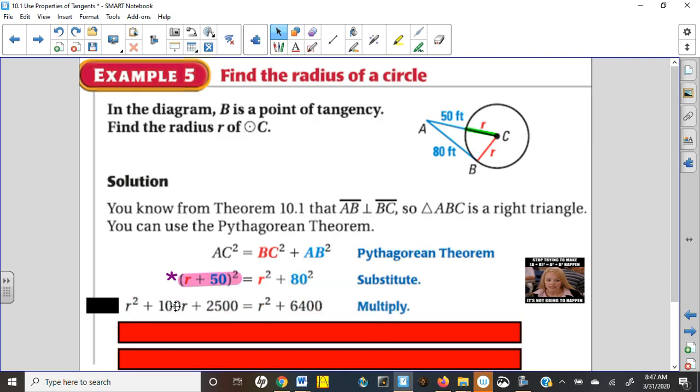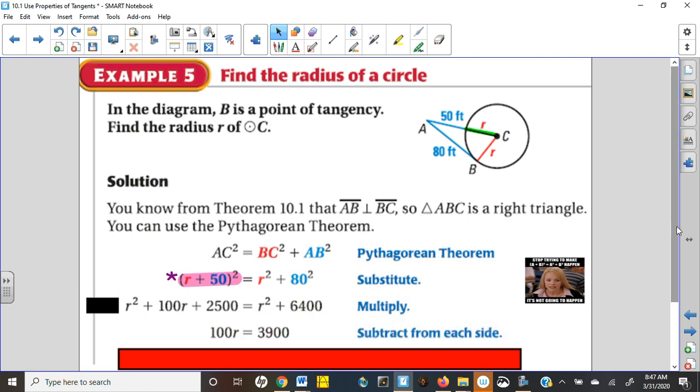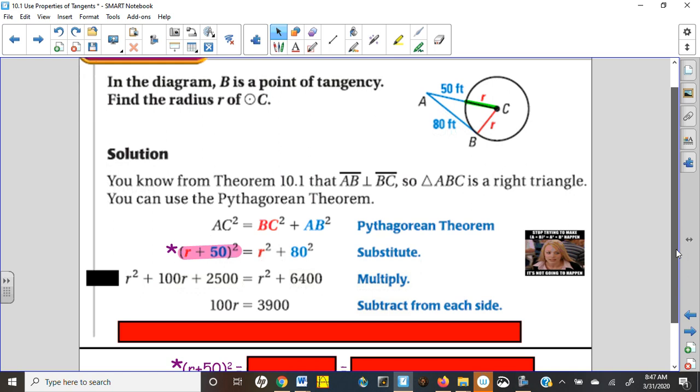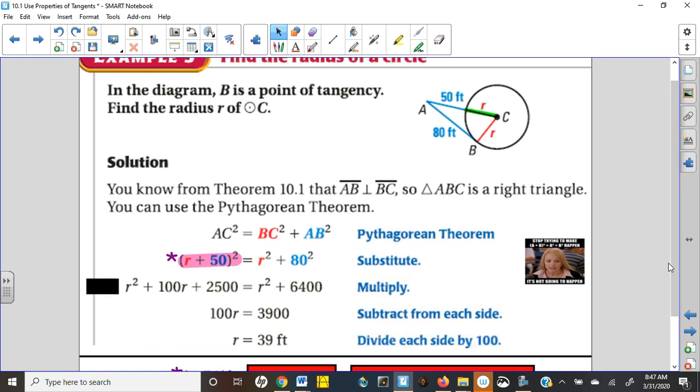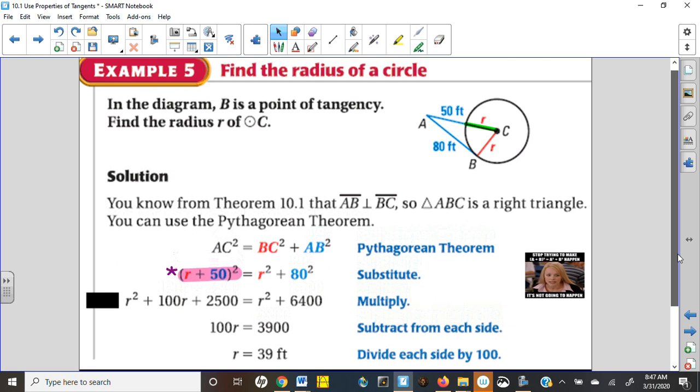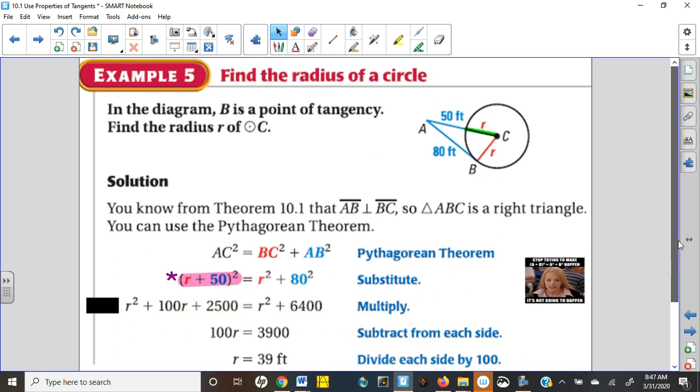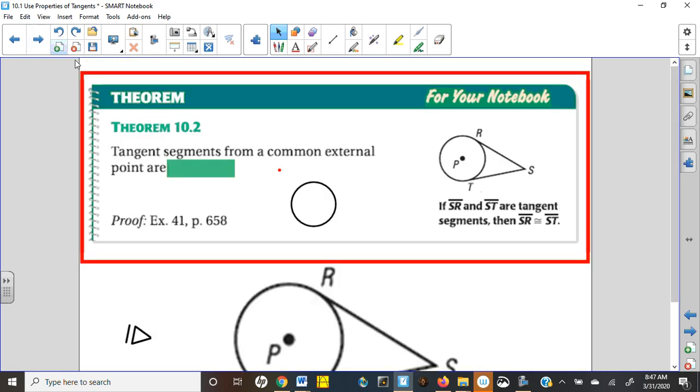But now that I do have the 100R in there, when the R squareds do cancel, I just get 100R equals 3,900, which of course means that R is just 39. Is that always going to be an integer answer? No, of course not, but in this case, thank you. We'll take it. All right, last theorem of the day, theorem 10.2.